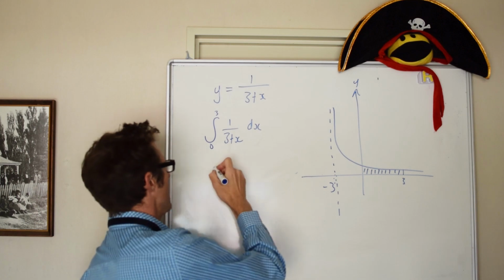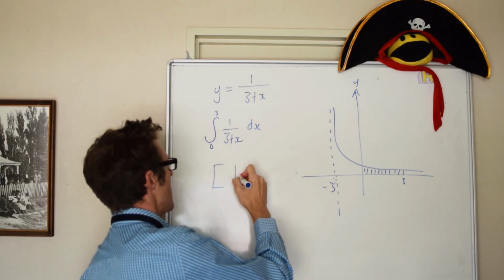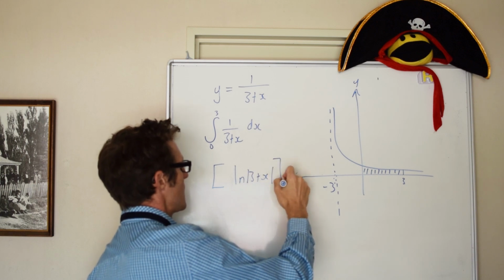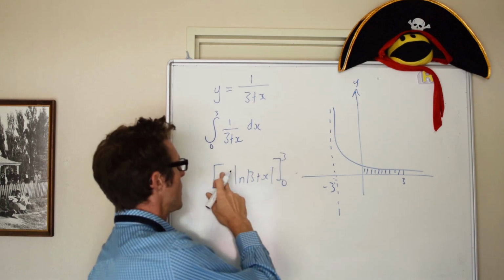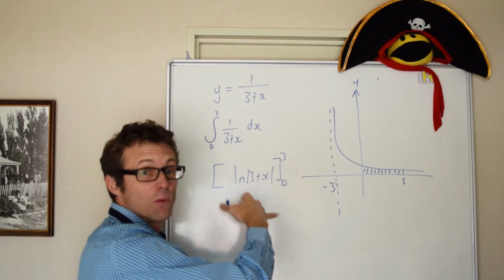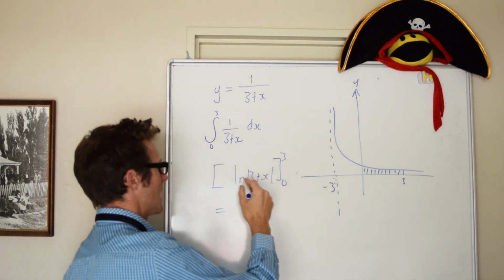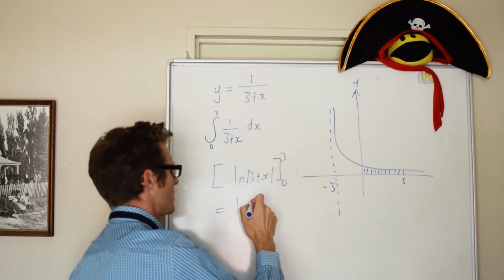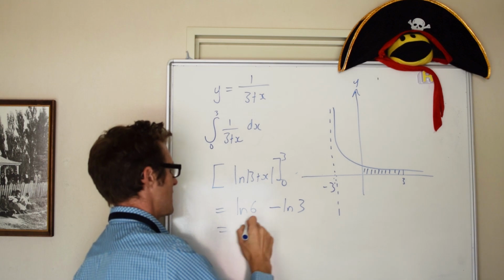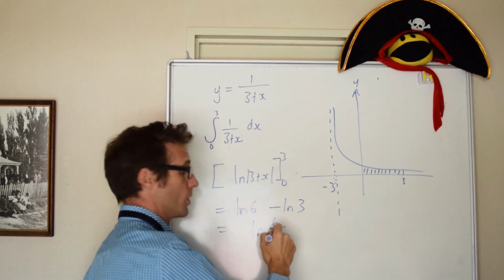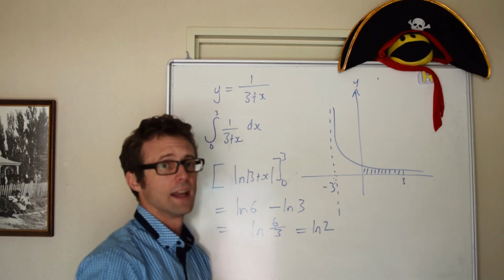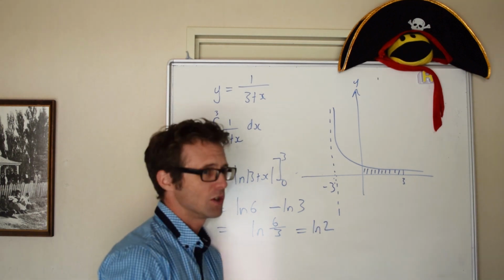Our next line, we're just going to chuck this into ln 3 plus x into this here. We don't need a 1 over a here, since a is 1, 1 over 1 is 1. This simply becomes ln 3 plus 3, 6, ln 6 minus ln 3 plus 0, 3, which is equal to ln 6 over 3, which is equal to ln 2. And hopefully that makes sense to you.